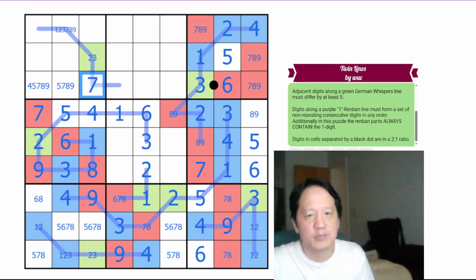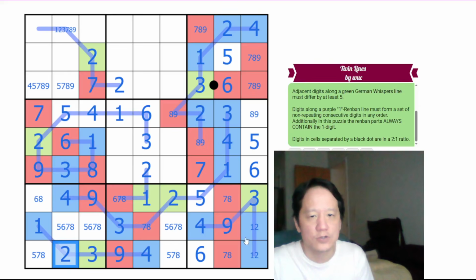So this must be the Whisper 5 portion, and 7 can only be next to 2 or 1 on the Whisper 5 portion. This can't be 1, so this is 2. This can't be 3, so it's 2, which makes this 3. No 3 here. 2 eliminates 2 here, so that's 1 and 2, which makes this 2 and 1.